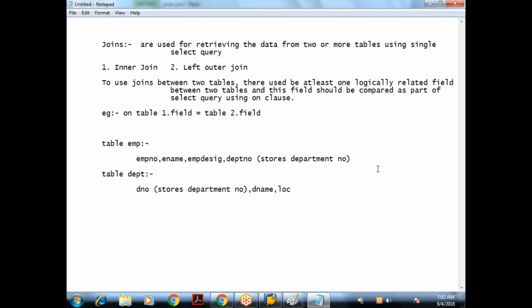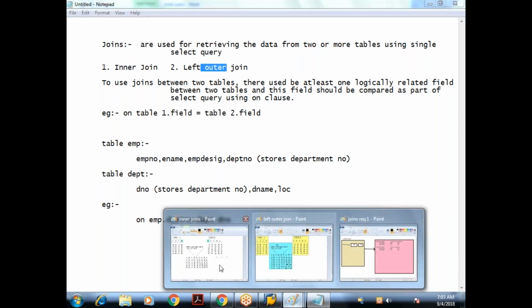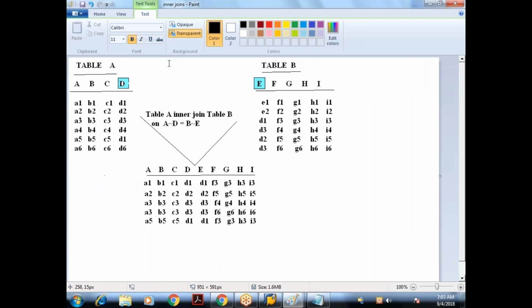So I can say these two are logically related. When you are using the joins in the select statement, as part of the select statement you have to use the ON clause: emp.department number equal to department.d number. We have to compare the logically related field between the two tables. So we have two types of joins, inner join and left outer join.